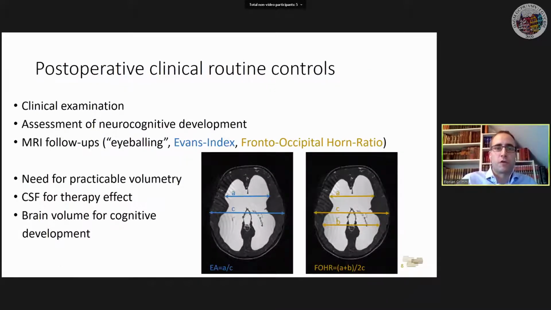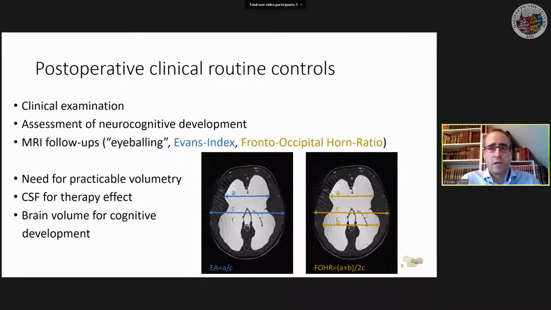So post-operatively, we have to monitor the further outcome frequently. So besides the clinical examination and the assessment of the neurocognitive development, frequent MRIs are performed. For this immediate response of the treatment, the estimation of CSF is crucial. Usually it is just performed by a direct comparison of consecutive MRIs, and this may reveal apparent changes, but is not very sensitive.